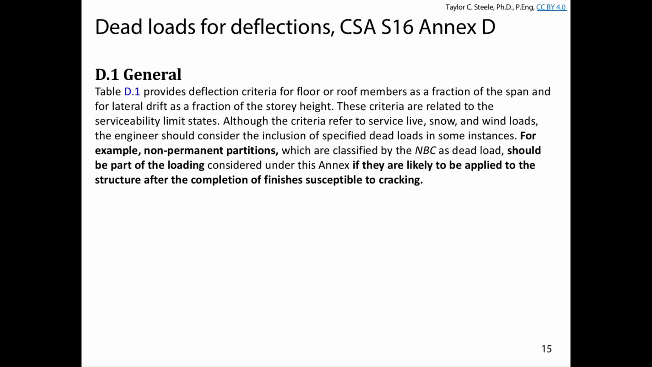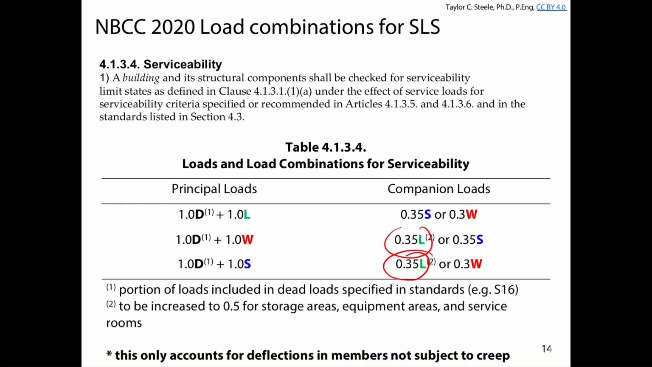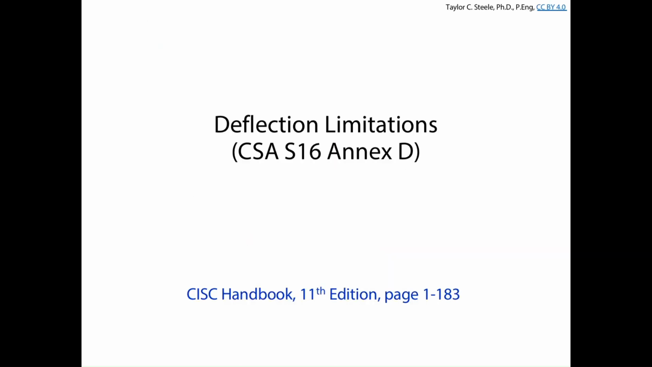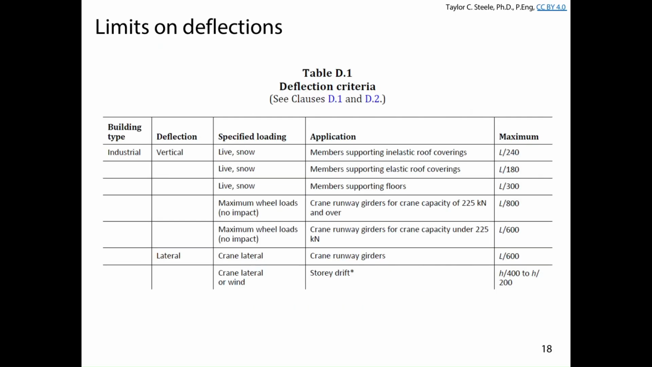Okay, so just because we've got a table here that says 1.0 dead, that's not the same dead load that we're including in our factored load calculations for strength. Of course, they contribute to deflection of the structure overall. It's just not the deflection that we care about. Okay. So that brings us to deflection limitations. The building code doesn't specify deflection limitations for beams and girders. But basically, in Annex D to CSA S16, it gives us some tables that recommend some limits on deflections in our structures.